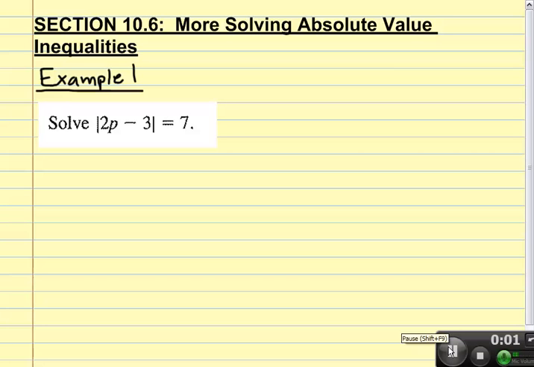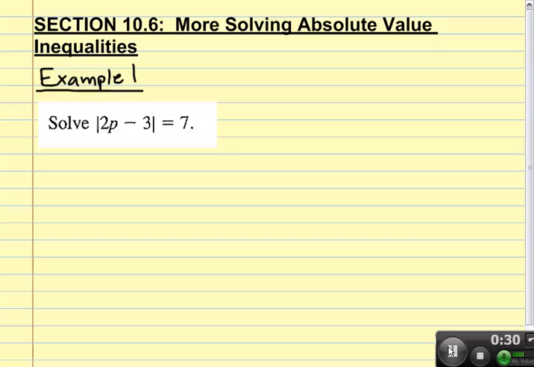Section 10.6, more solving absolute value inequalities. Well, it's really not that much more. The stuff inside the absolute value is getting a little more complex, a little more sophisticated. Also, we're going to talk about what you do when there's stuff outside of the absolute value, when you're solving inequalities and equations. And the key here is to get the absolute value by itself.